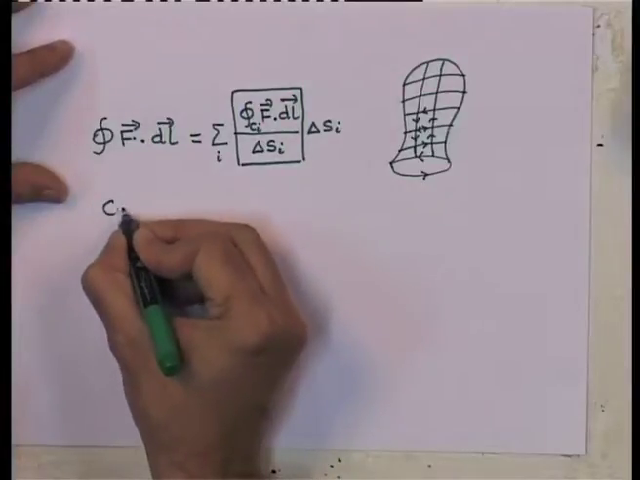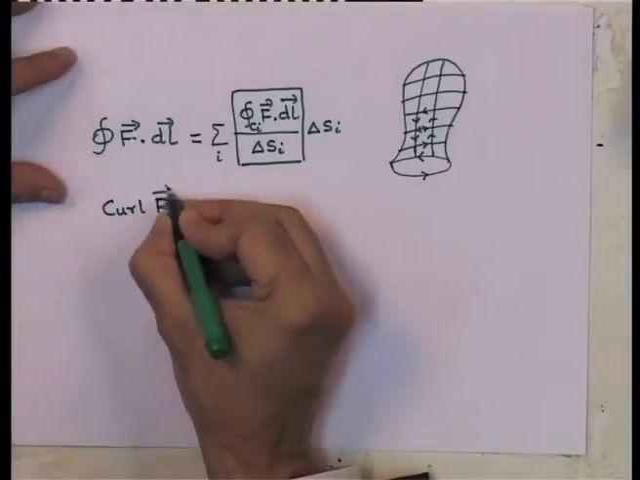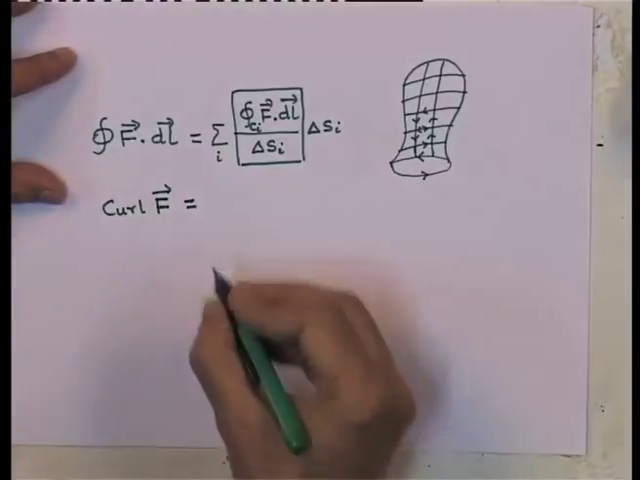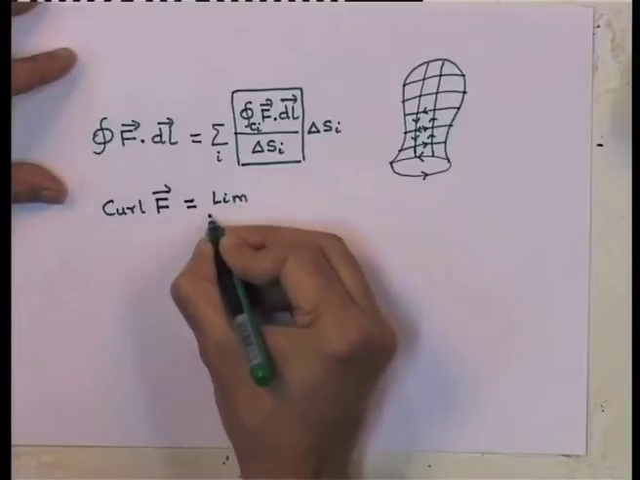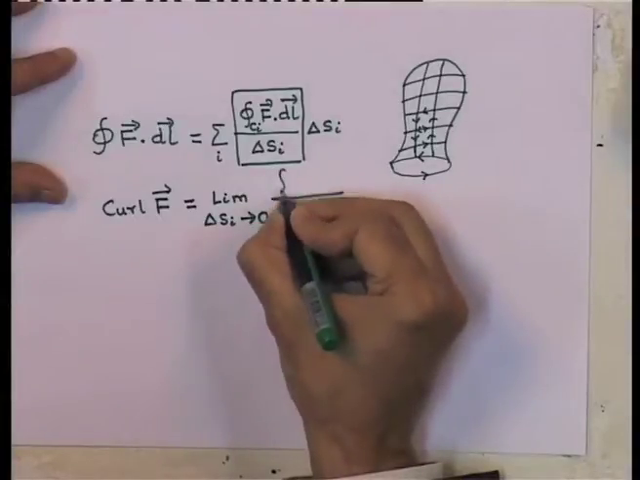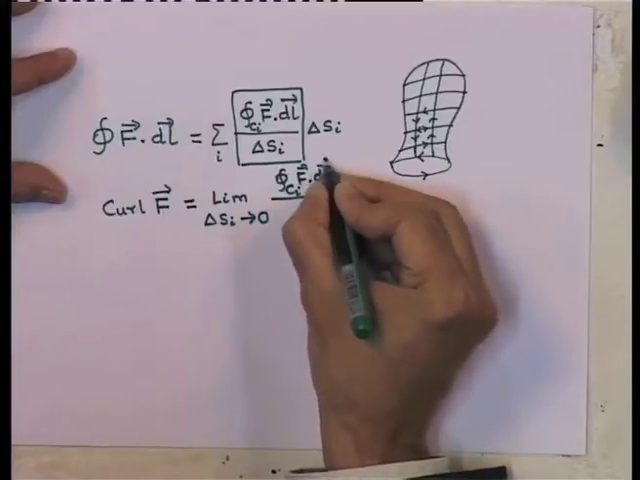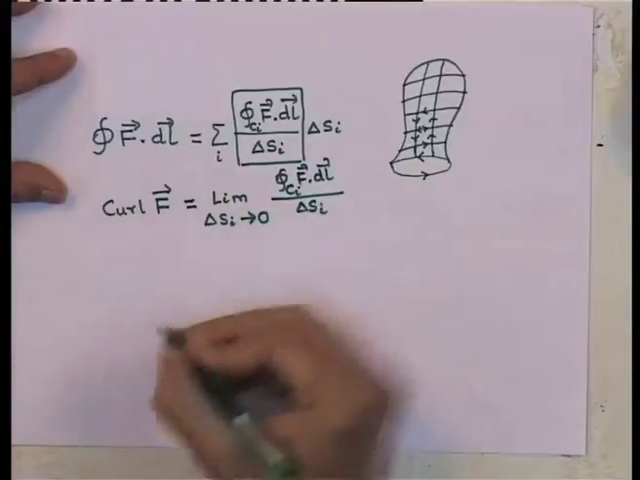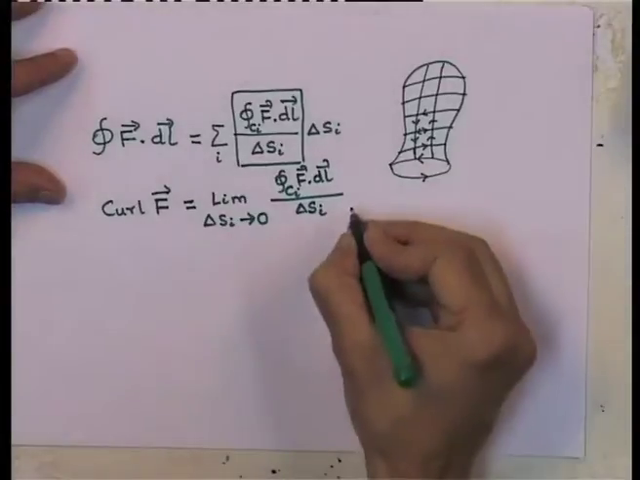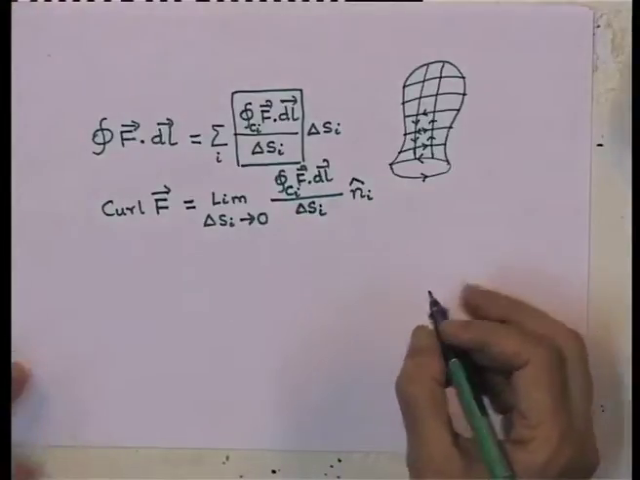And the curl of the field at that point on the ith cell will be the limit as delta S i goes to 0 of this ratio, the integral over the contour C i of f dot dl by delta S i. But curl is a vector. So, I need to define a direction, and the direction is the direction n i of the surface element, which is to be defined by the right hand rule. This is what we talked about last time.